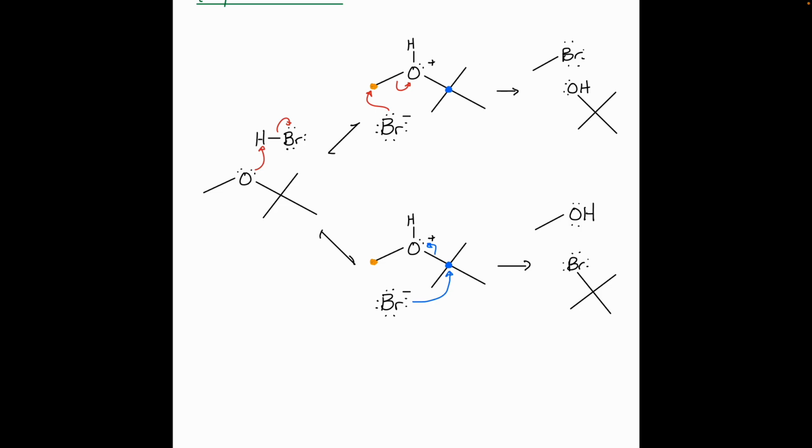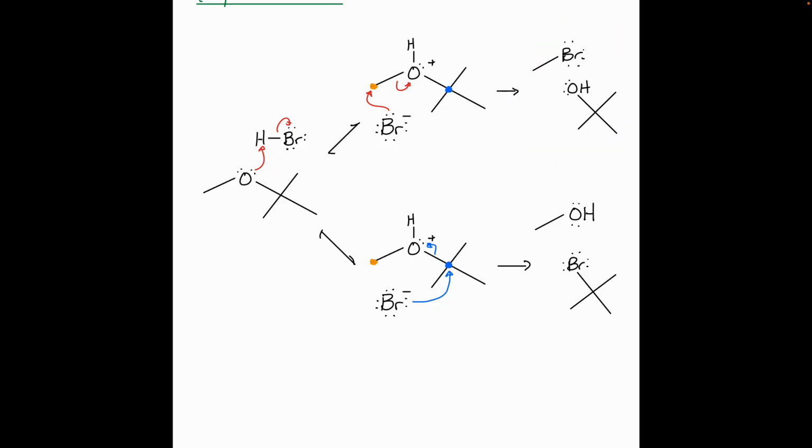All right, who's got a guess here of which one is going to be the more favorable pathway, the one on the top or the one on the bottom? It is the one on the top. Why the one on the top? More accessible. More accessible, absolutely, right?